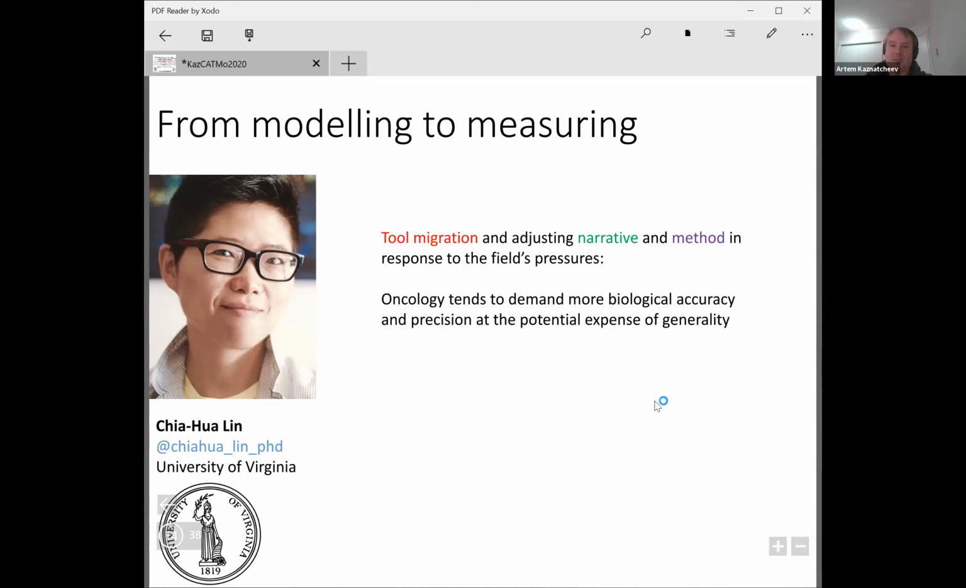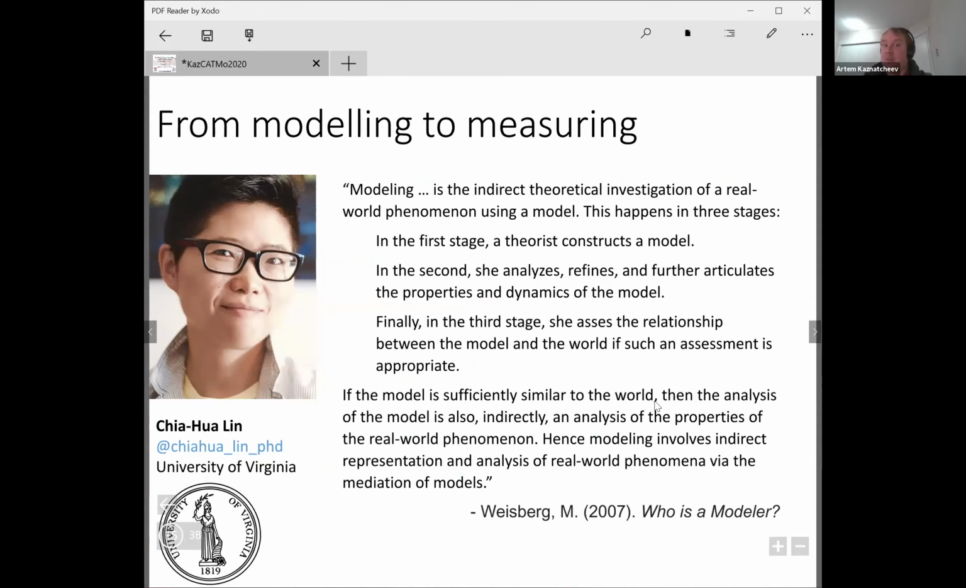extensively from Michael Weisberg, who writes, "Modeling is the indirect theoretical investigation of a real-world phenomena using a model. This happens in 3 stages. In the first stage, a theorist constructs a model. In the second, she analyzes, refines, and further articulates the properties and dynamics of the model. Finally, in the third stage, she assesses the relationship between the model and the world if such an assessment is appropriate. If the model is sufficiently similar to the world, then the analysis of the model is also, indirectly, an analysis of the properties of the real-world phenomena. Hence, modeling involves indirect representation and analysis of real-world phenomena via the mediation of models."